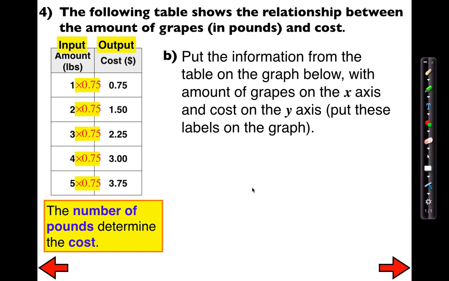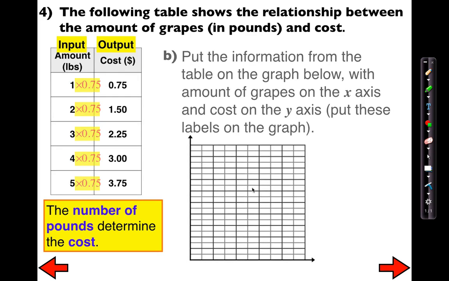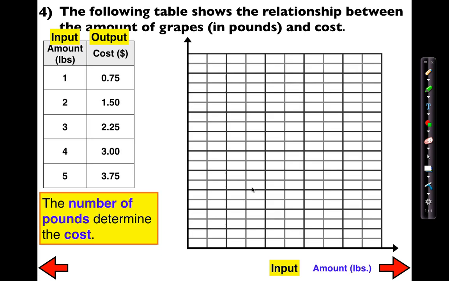Now we're going to go ahead and graph the information. It does specify that they want the amount of grapes on the x-axis and the cost on the y-axis. Now you're typically going to see this with all graphs where the input is the x-axis and the output is the y-axis. So on this graph, the input is the amount of pounds and the output is the cost. So I'm going to go ahead and put the x-axis by the following. So it's technically going by 0.5. And the y-axis is also going to go by 0.5.